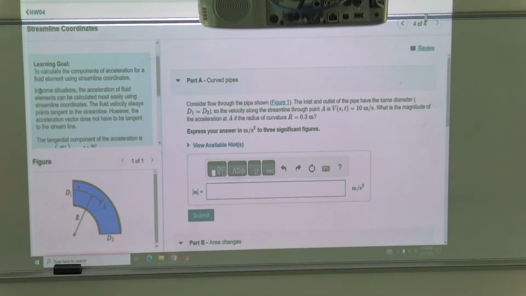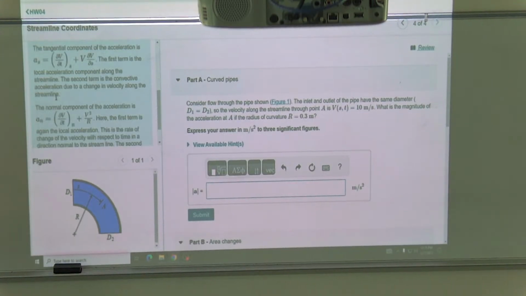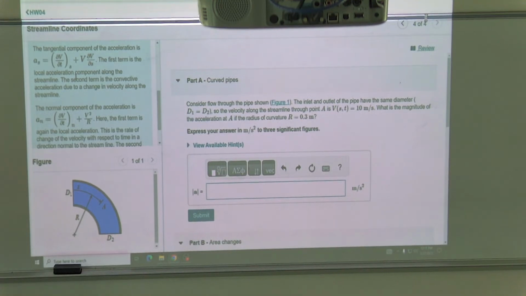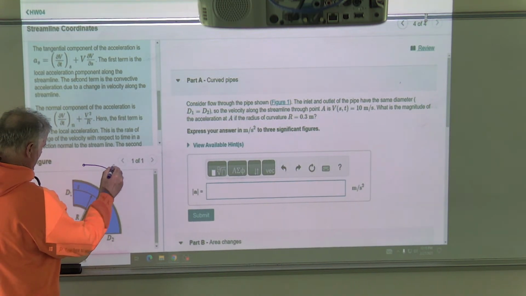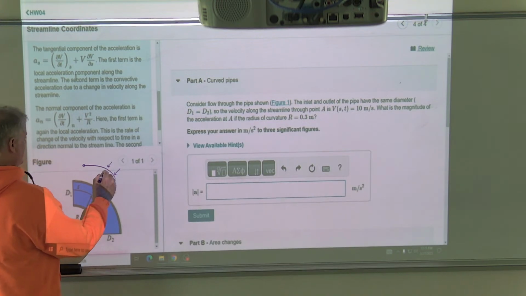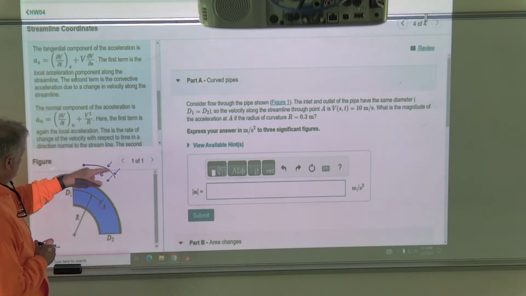Okay, learning goal. In some situations, the acceleration of a fluid element can be calculated mostly using streamline coordinates. The fluid velocity always points tangent to the streamline. However, the acceleration vector does not have to be tangent to the streamline. The reason being is because it's just the same way as a particle. If a particle is moving along and starts turning, somebody forced it to turn. Therefore, there's an acceleration component that way. The v squared over r is what makes it turn.